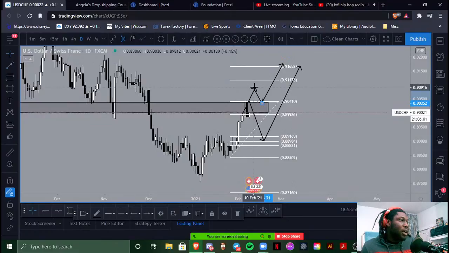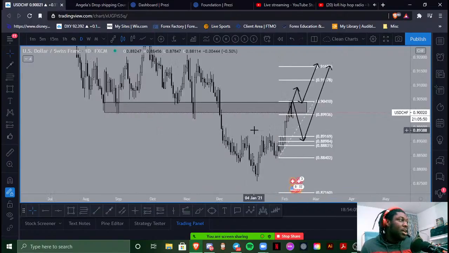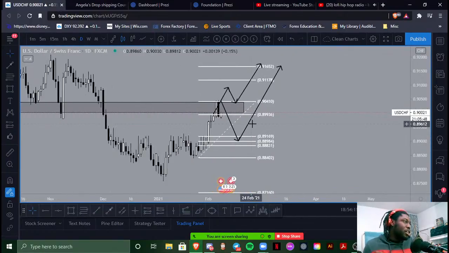So with USDCHF, kind of the same thing. I'm waiting for either one of these two things to happen. I think the breakout to the upside is most likely rather than the drop to the downside. Because if this drops down here, then I'm going to be questioning it. Like, do I really want to trade this? Yes or no?